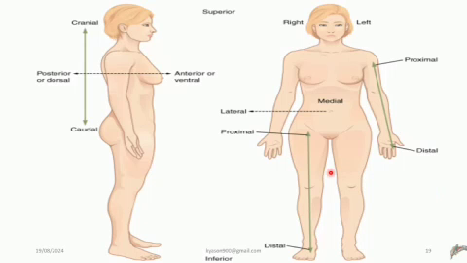So these terms are arranged in pairs. You can see here we have anterior, posterior, cranial, caudal, superior, inferior. We have proximal, distal, medial, lateral. They're in pairs, and we are going to look at each pair independently.